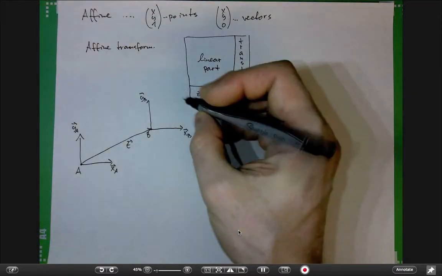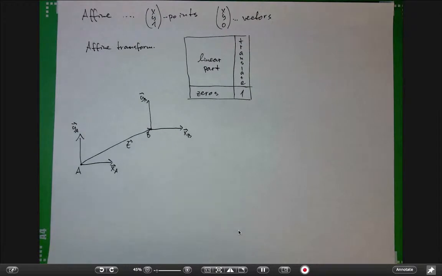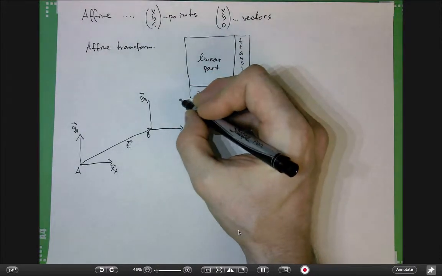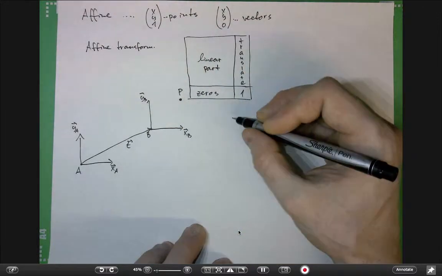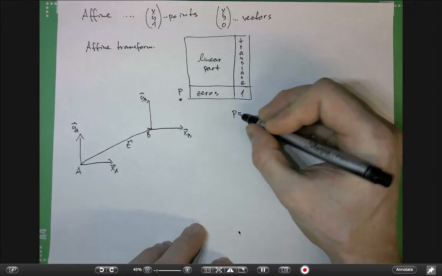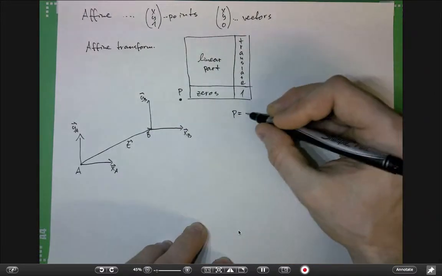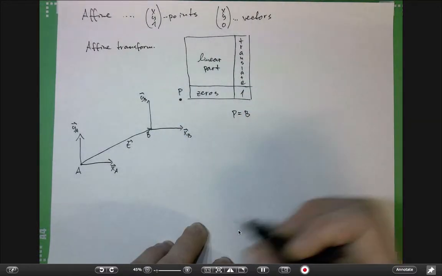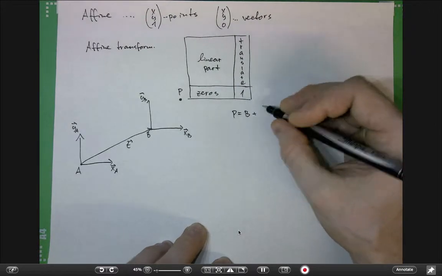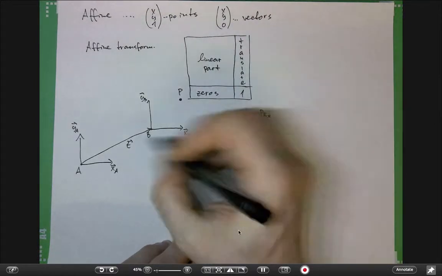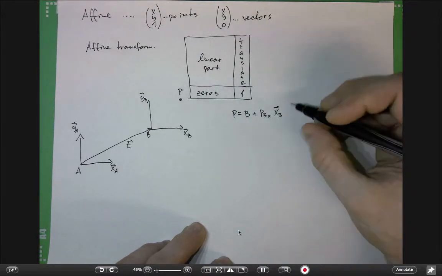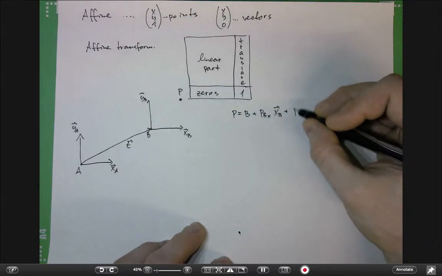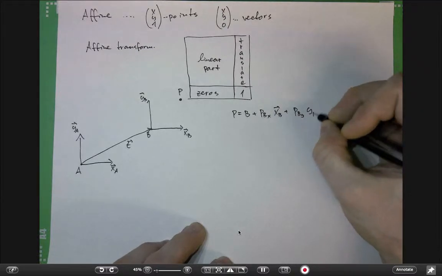And then if I have a point, now I'm measuring coordinates of points, not of vectors, because I'm in an affine space. So let's say I have a point P somewhere, for example here. If I want to express the coordinates of P with respect to the frame B, then I start with the point B, and then do the same thing as I was doing before. So I take p_B x, that's the x coordinate, and I multiply it by the vector x_B, and I add p_B y times y_B.